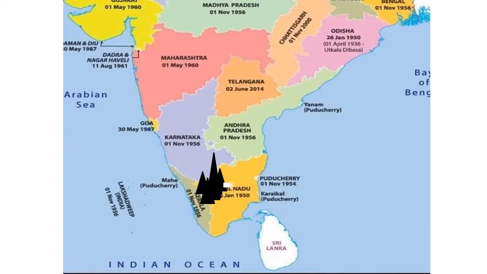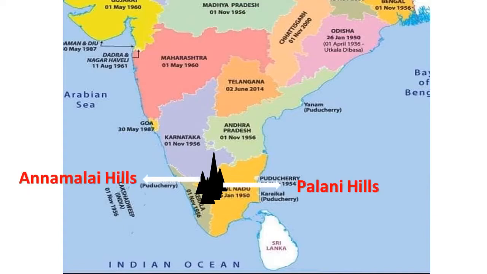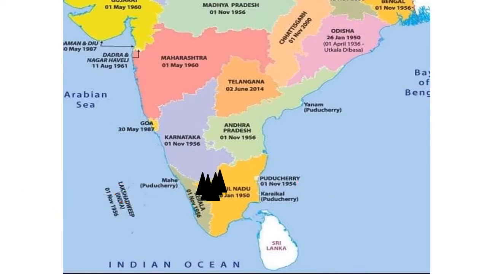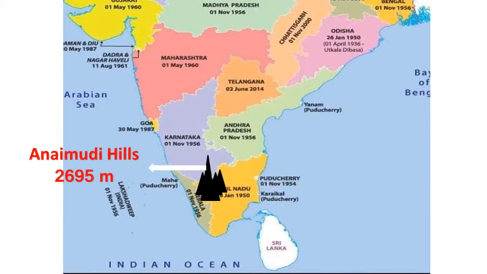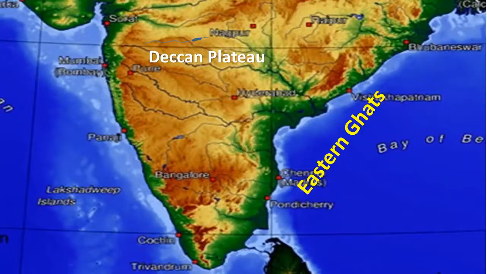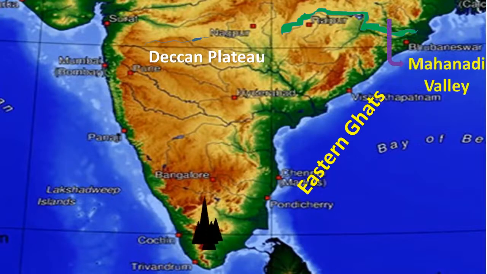Palani Hills in Tamil Nadu, Annamalai Hills and Cardamom Hills in Kerala are in the Western Ghats. Anaimudi of Annamalai Hills is the highest peak in South India. The average height of this peak is 2695 meters. The Eastern Ghats extend from the Mahanadi Valley in the north to the Neelagiris in the south. The average height of the Eastern Ghats is 900 meters. These Eastern Ghats are not continuous.